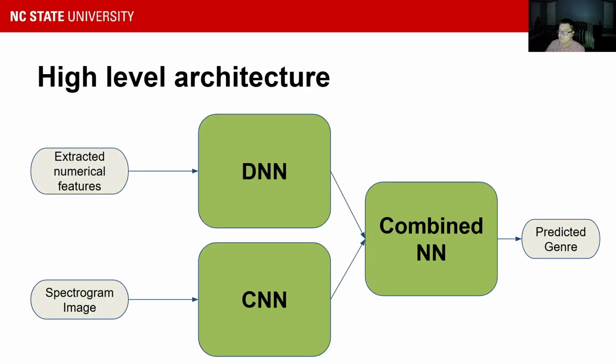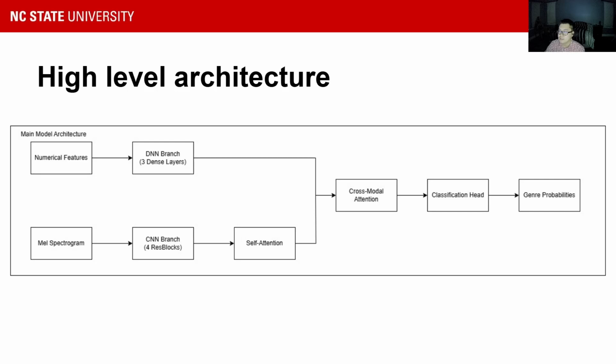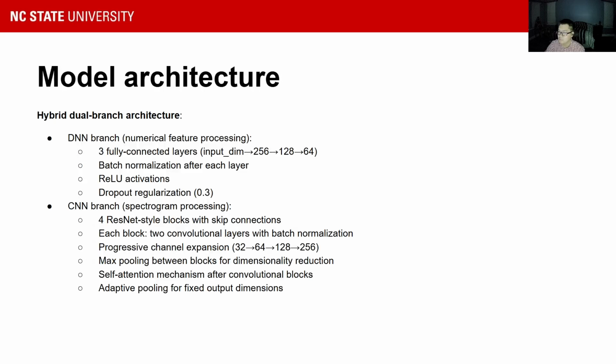Here is a high-level overview of our model architecture. It has a CNN branch for mel spectrograms, a DNN branch for numerical features, and a combined part that concatenates both to produce predictions. And here is a slightly more detailed description. More on that on the next page.